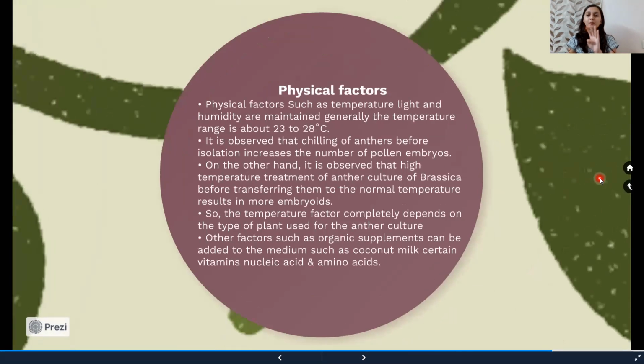So now the fourth point is physical factors. What are the physical factors?